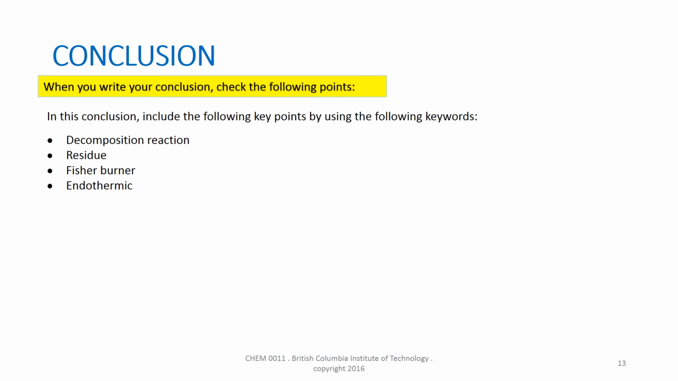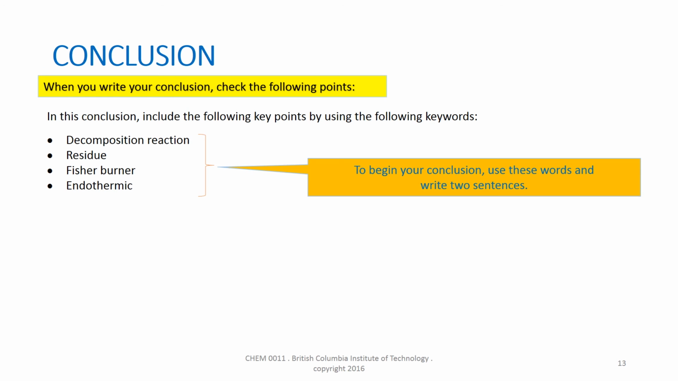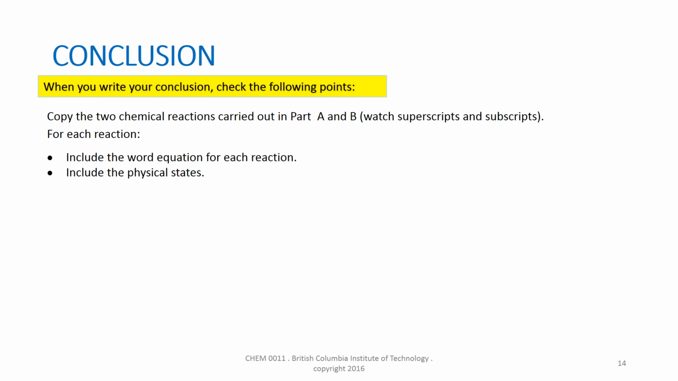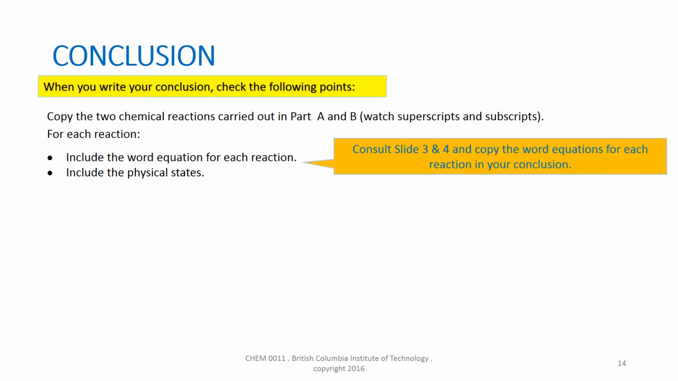Let's look at how to write the conclusion for experiment 6. In the first paragraph, use the following keywords in 2 sentences: decomposition reaction, residue, Fischer burner, endothermic. In the second paragraph, include by copying the 2 chemical reactions carried out in part A and B. Pay attention to subscripts. Consult slides 3 and 4 and copy the word equations for each reaction into your conclusion.